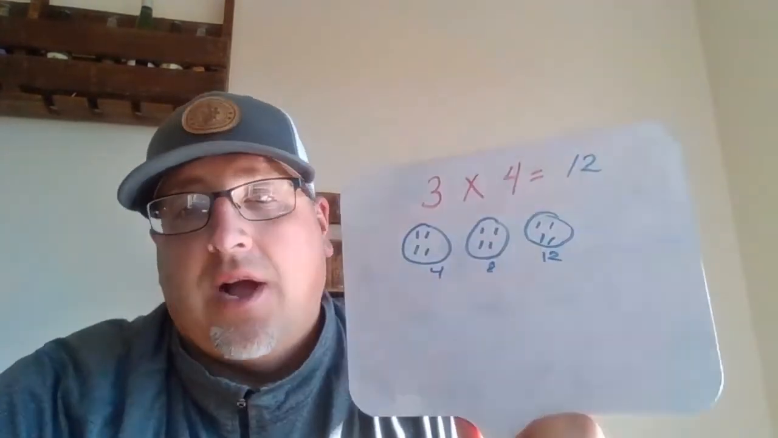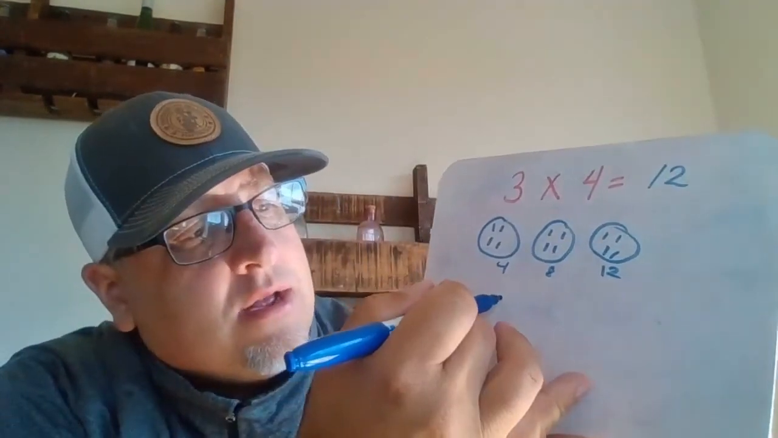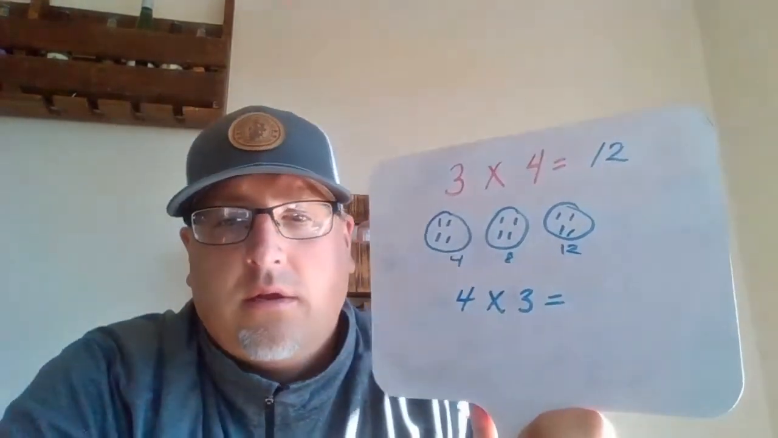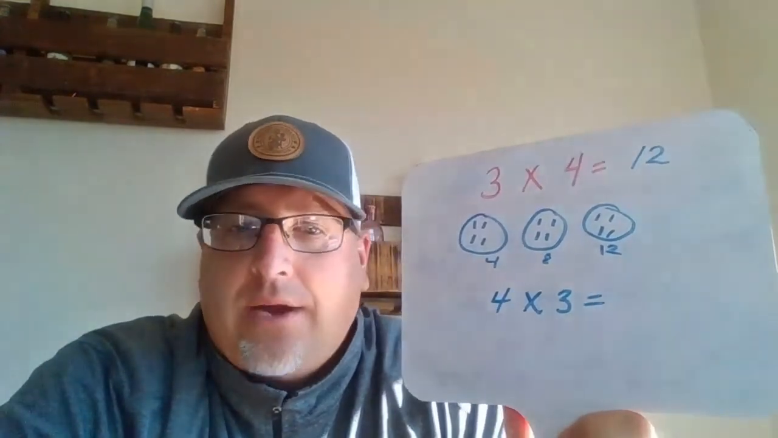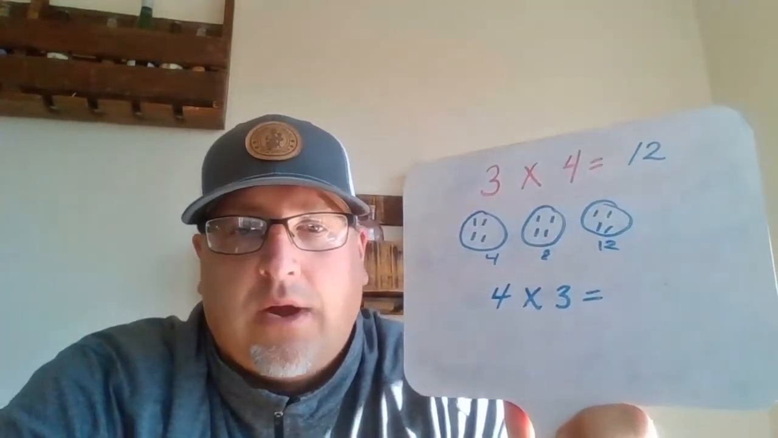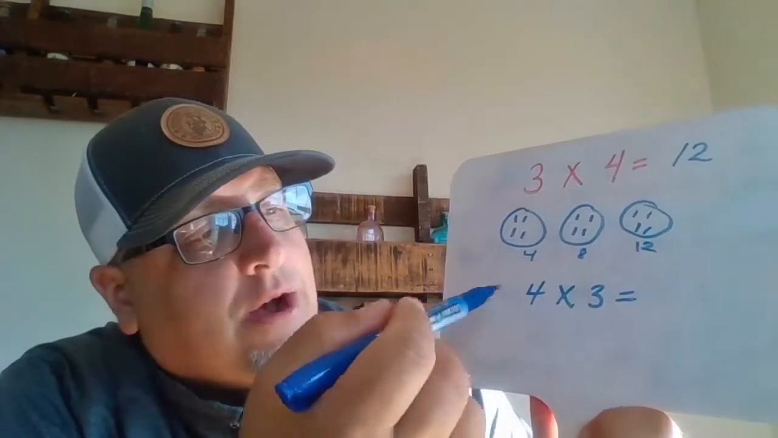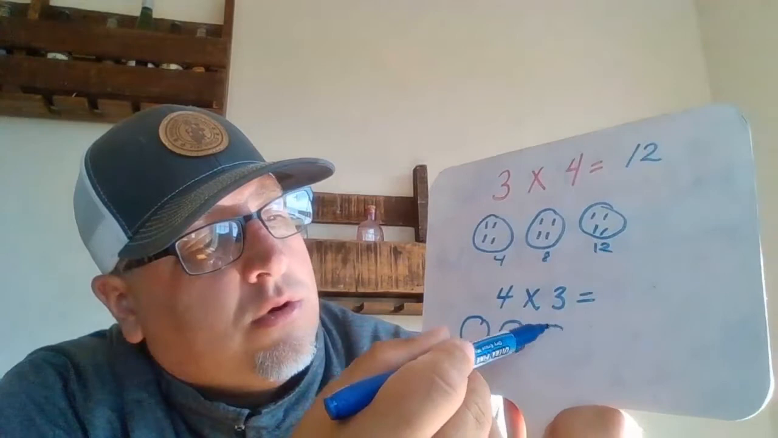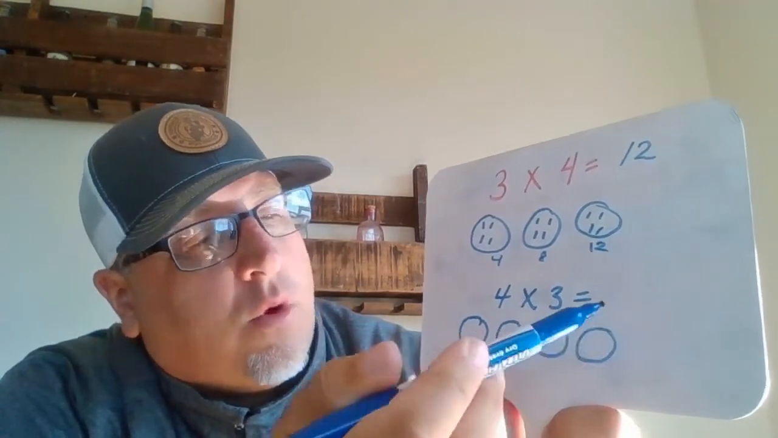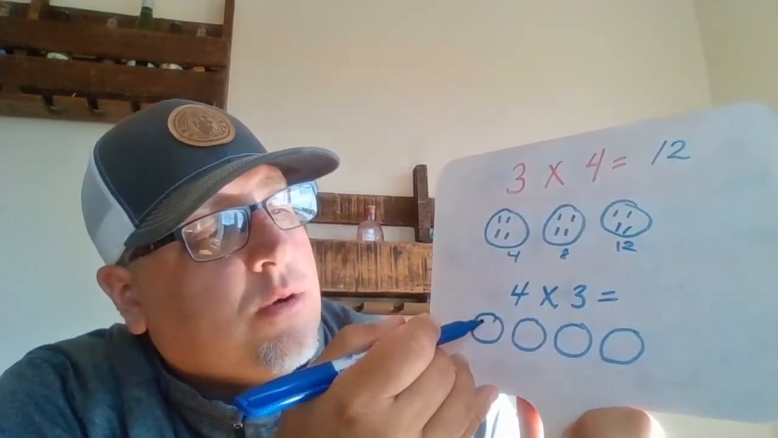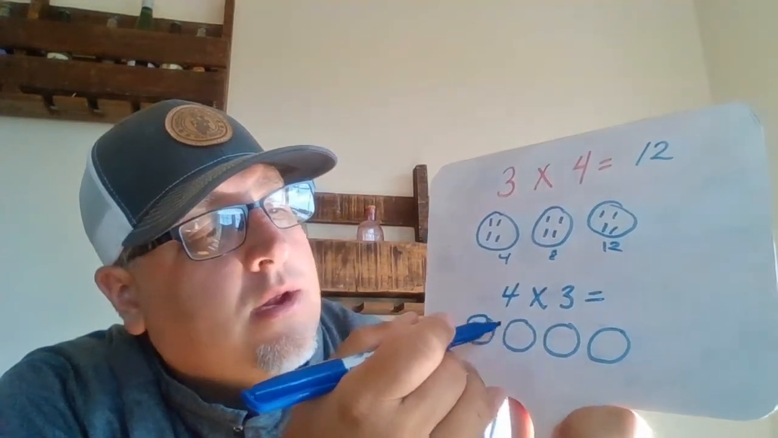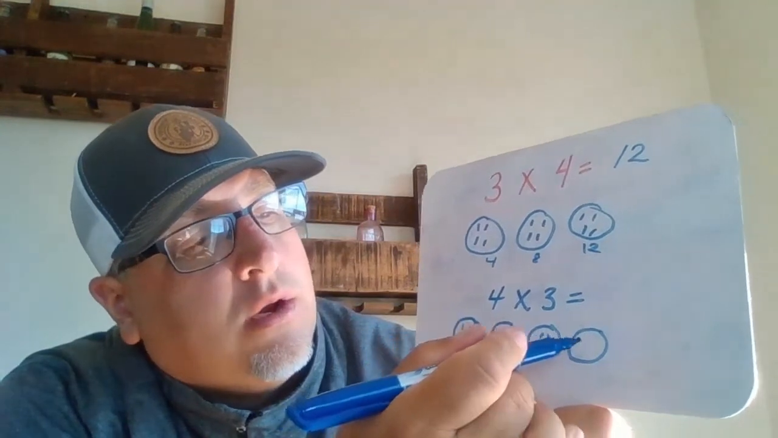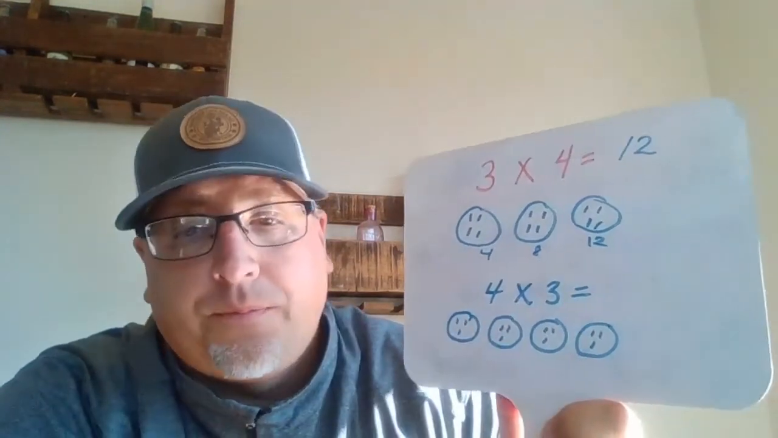Now I want to show you something because I talked about how we could switch things around. Let's just move this to 4 times 3. Okay? We talked about how it doesn't matter if we switch the numbers around, but let's just double check anyway. So now this is telling me to have 4 groups. 1, 2, 3, 4. 4 groups, and in each group, give me 3. 1, 2, 3.